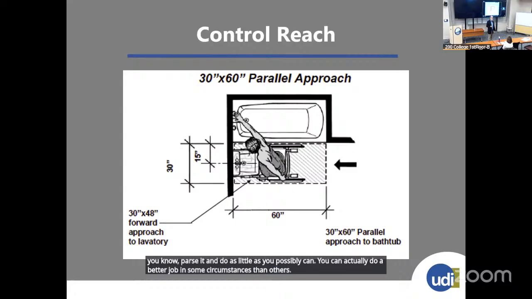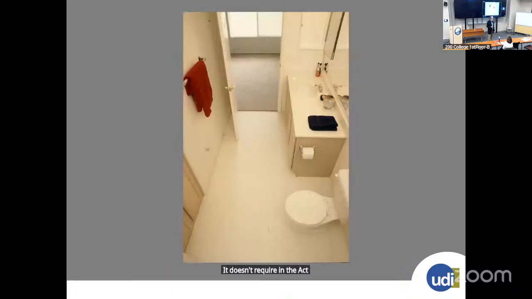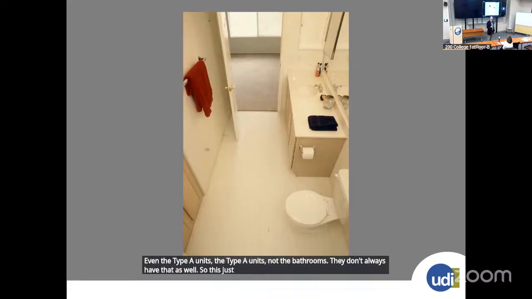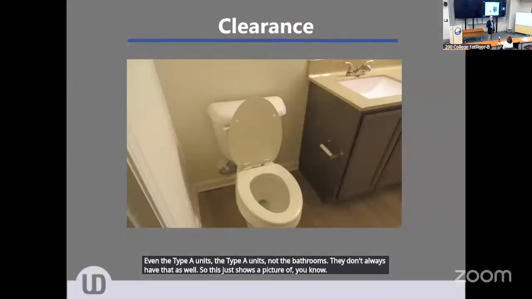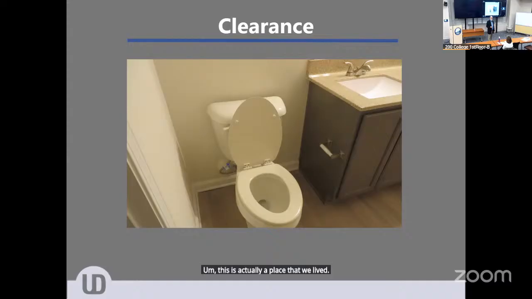It doesn't require, in the Act also, a zero threshold shower. Even the Type A units, not the bathrooms, they don't always have that as well. So this just shows a picture of what these bathrooms may look like and a standard location of toilets in little tiny alcoves. This is actually a place that we lived, now that I remember.